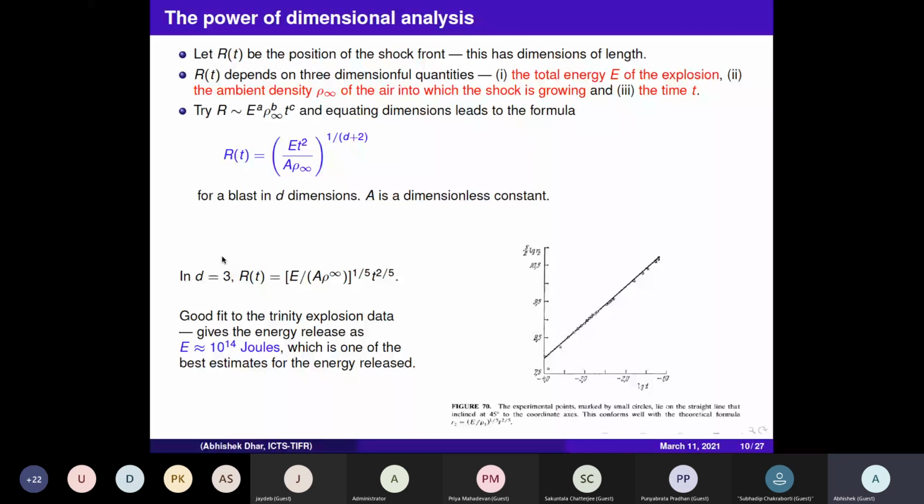From this you can estimate the energy released in this blast, and it turns out that you get 10 to the power 14 joules, which in fact is one of the best estimates of the amount of energy that was released in this explosion. It's quite amazing that this simple analysis gives you such a good fit to what you observe experimentally. But is it still slower than diffusion? It is slower than diffusion.